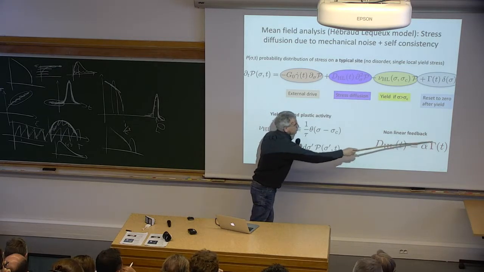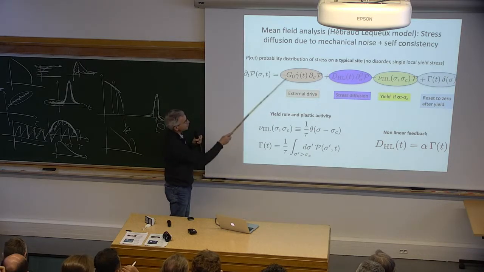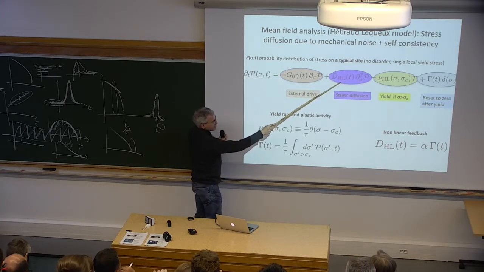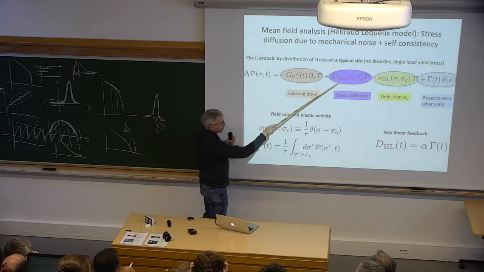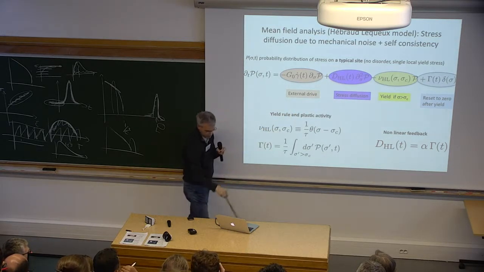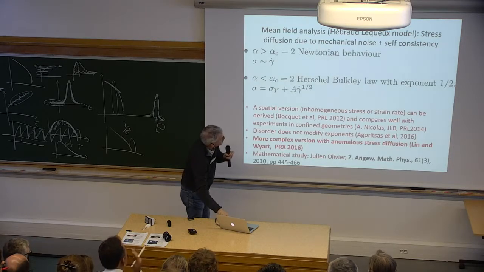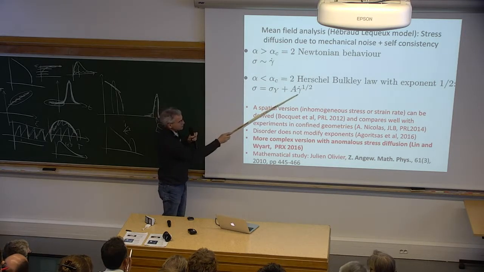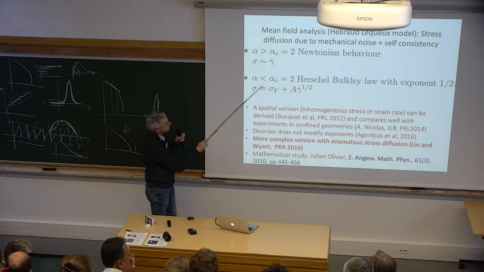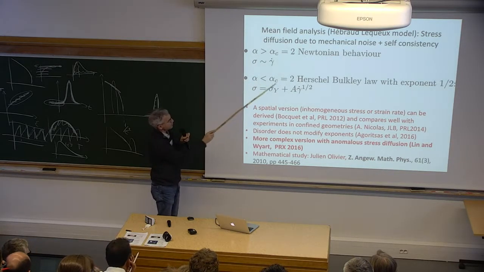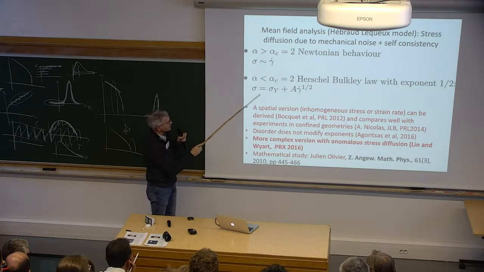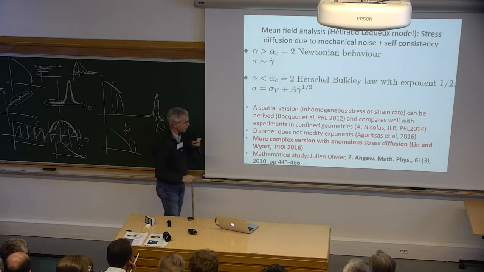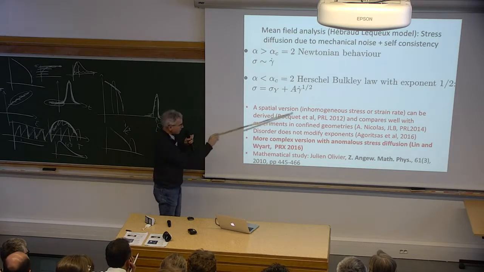So this actually gives you a nonlinear equation. It looks like a Fokker-Planck equation, but with a nonlinear self-consistent contribution associated with this feedback of the plastic activity on the stress diffusion. This equation can be solved analytically, at least in the stationary regime, and it leads to a behavior which is very similar to what is observed in experiments: if the coupling that defines the self-consistency is smaller than a critical value, then the stress is given by a yield stress plus a power law of the strain rate with an exponent 1/2, which is not so far from what is observed experimentally. So there are variations of this model.